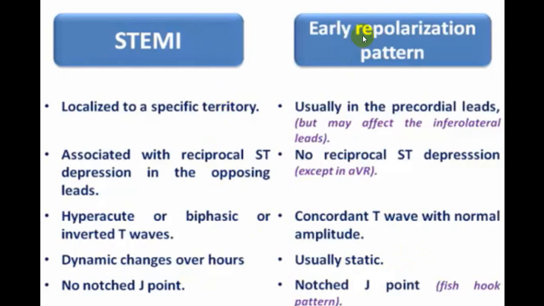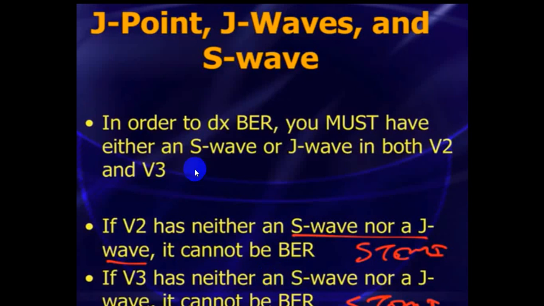There will be a notch seen just before the J wave. We call it a notch at the J point. It is a fish hook pattern, while there is no notch in case of a STEMI. These are some of the important points to differentiate. If you keep this in mind, you will be able to differentiate STEMI from early repolarization.